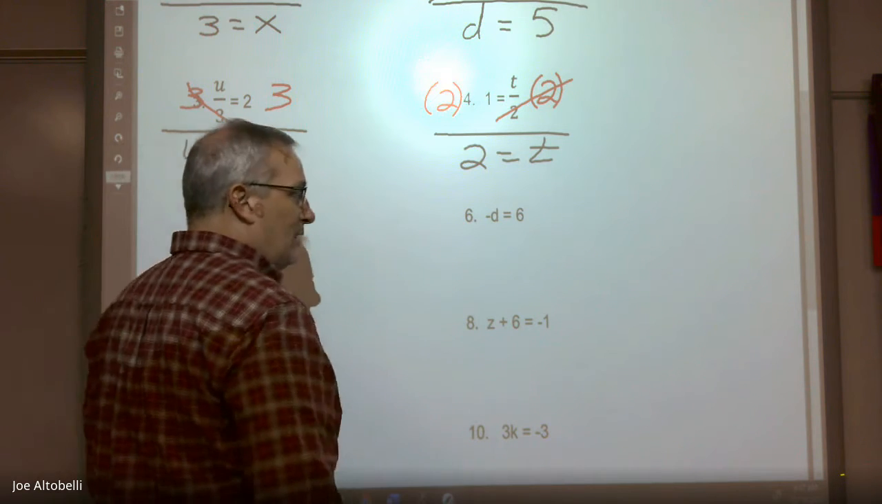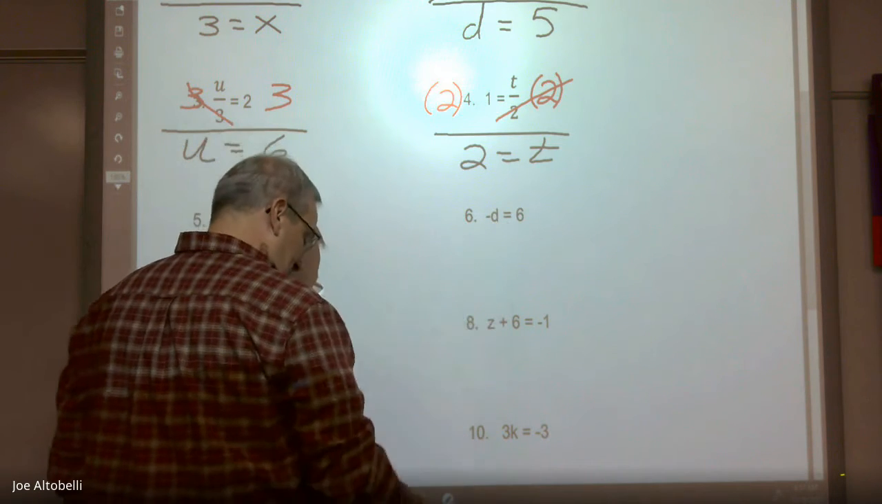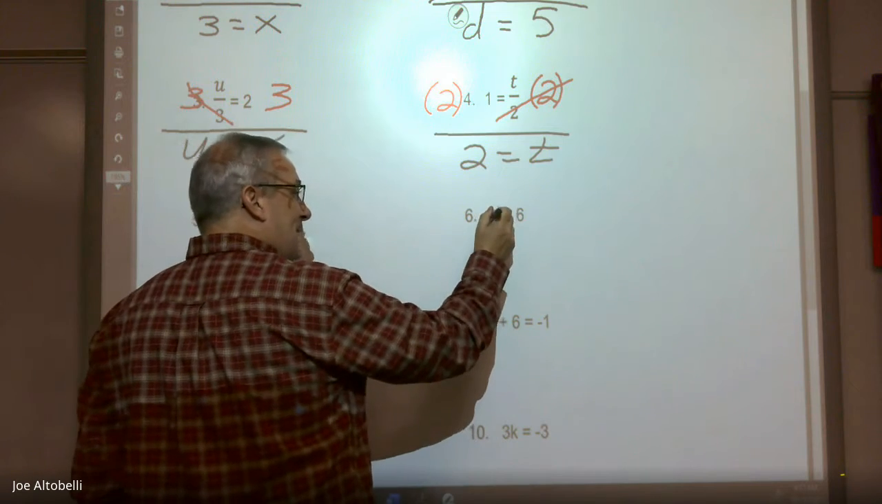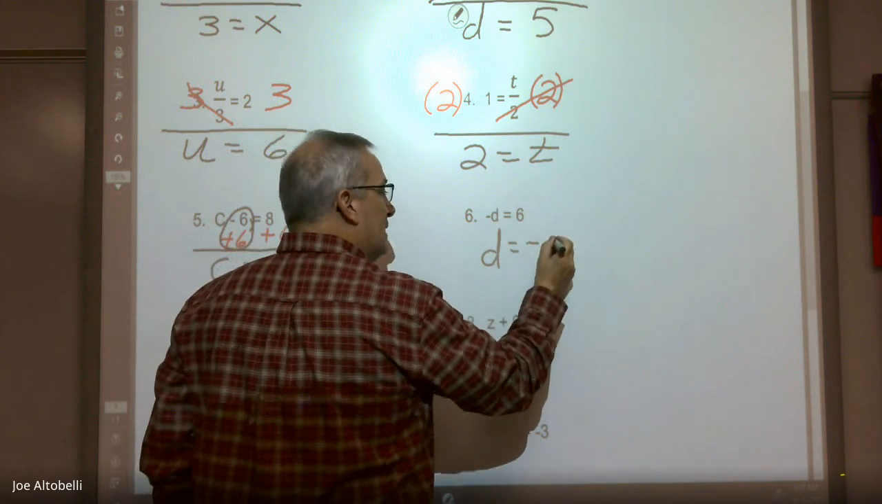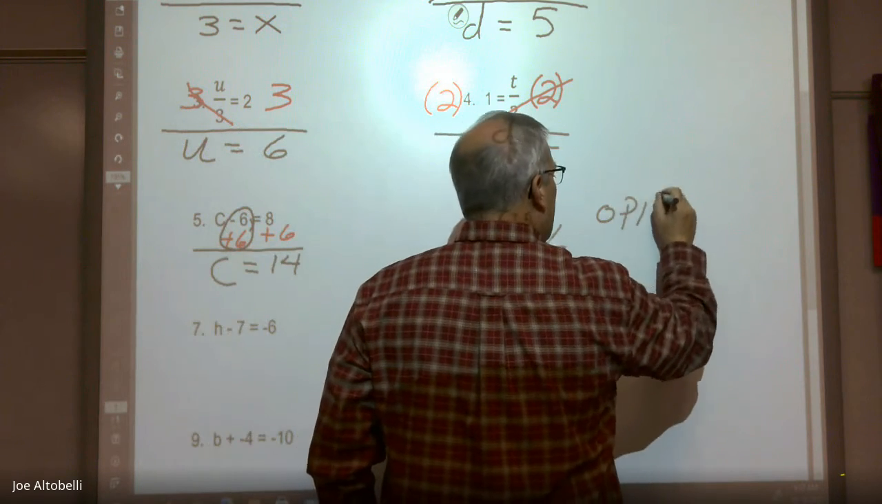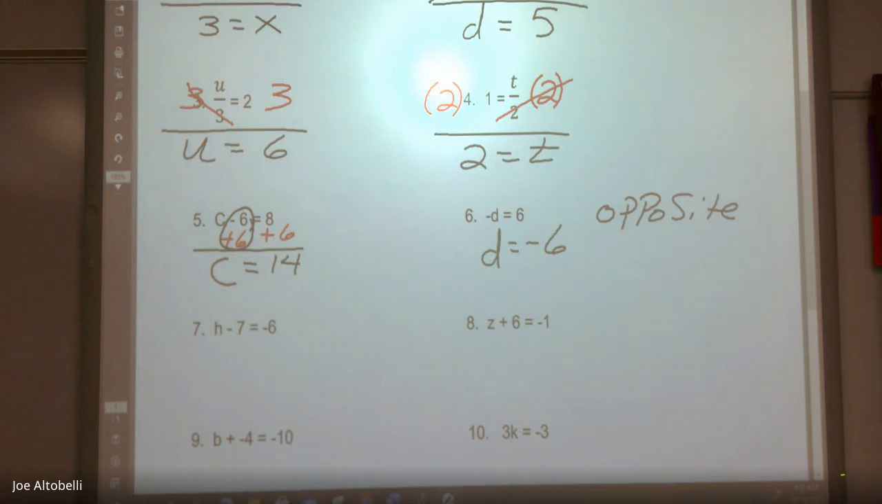Number 6. Uh-oh. What are we going to do here? Change it to the opposite. Opposite. Thank you. We're just going to do the opposite, right? Because we have a negative D and I want a positive D. So how do I go from a negative D to a positive D? I go opposite. So I do the same to the other side, get negative 6. And what did I do? I did opposite. Okay.